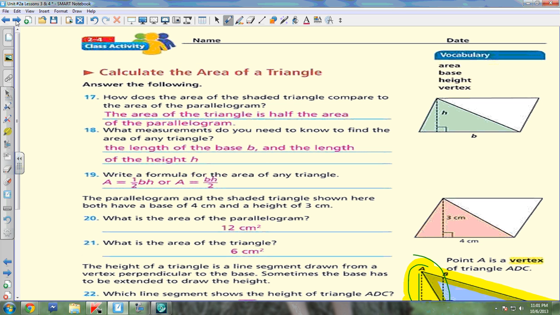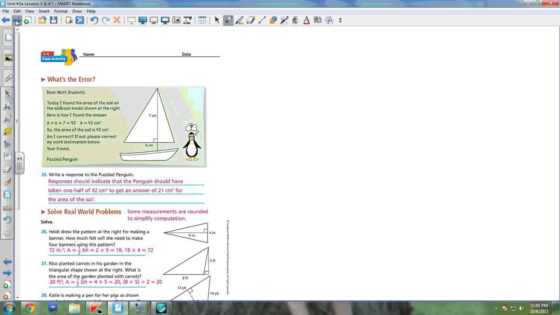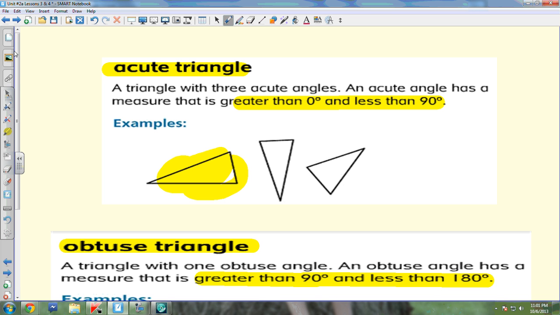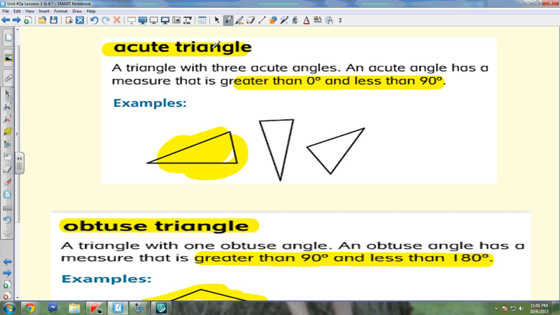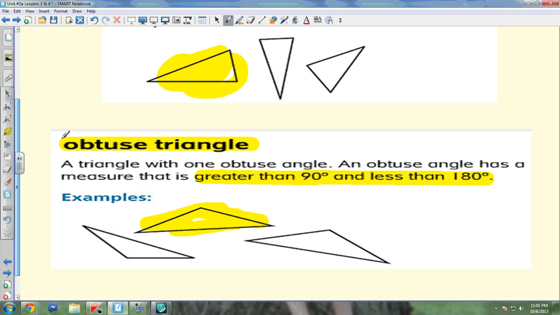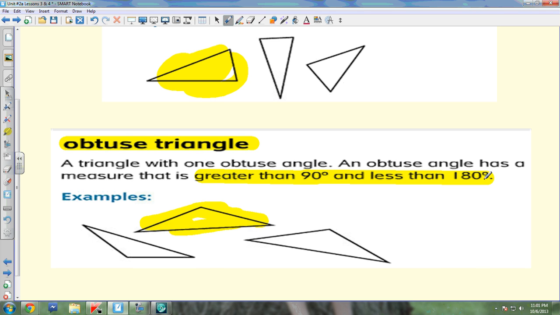Alright, let's jump ahead here real quick to these definitions. Acute triangle: a triangle with 3 acute angles. An acute angle has a measure that is greater than 0 and less than 90. So go ahead and jot that definition down. Acute triangle, greater than 0 and less than 90, and then draw one. And then the same for obtuse. Greater than 90 and less than 180, and then copy down an example of that one as well.